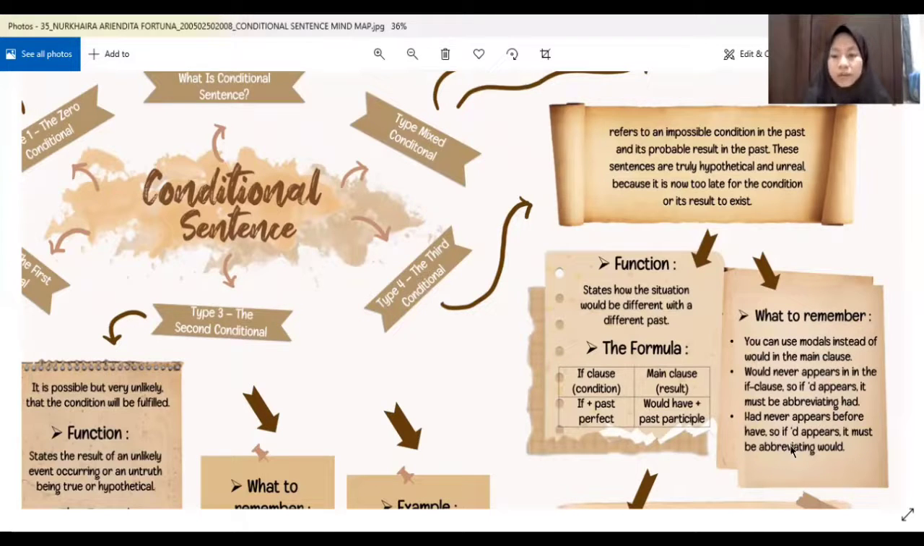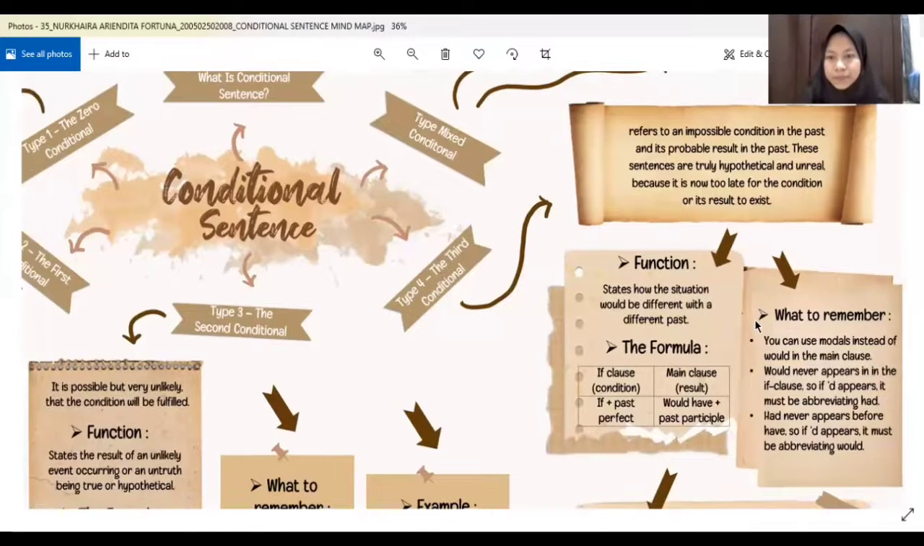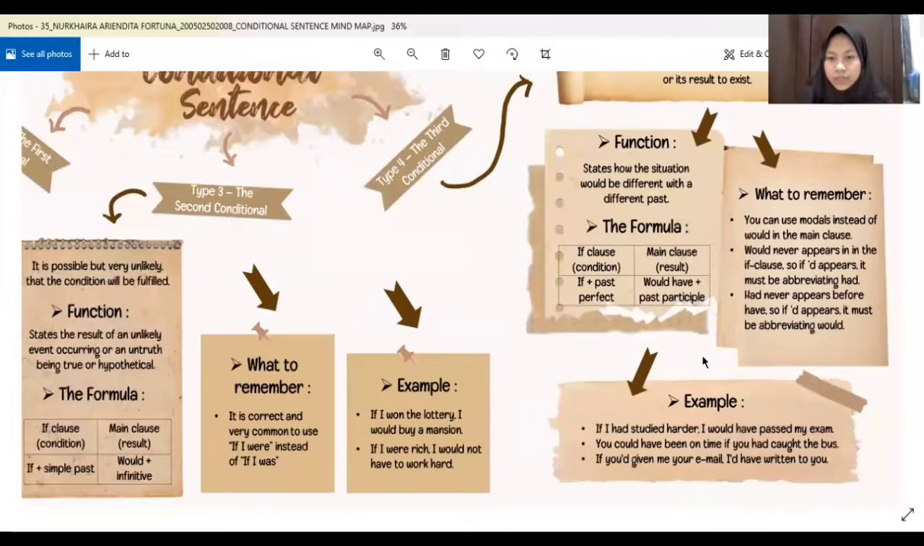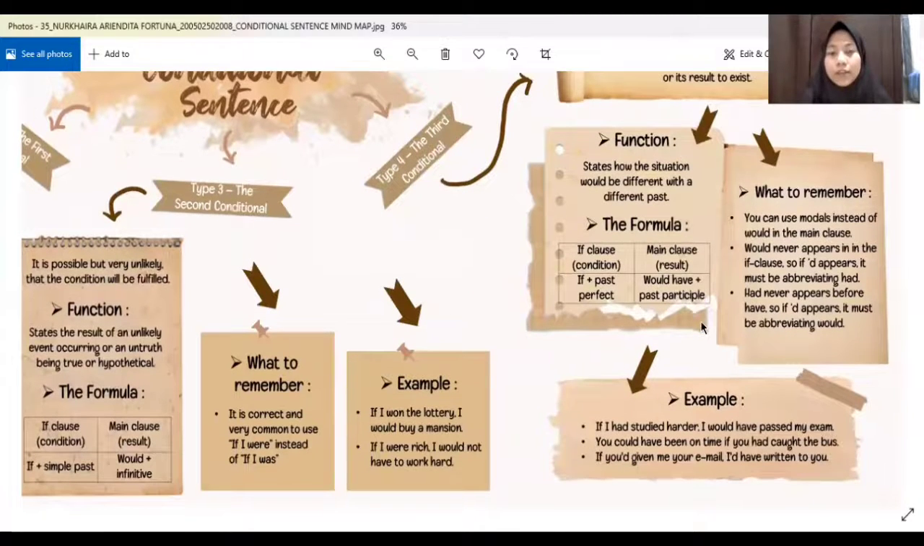So if apostrophe D appears, it must be abbreviating would. So by the time we see this kind of thing, it means that it is the abbreviation of would. So we just need to see the example of the third conditional.